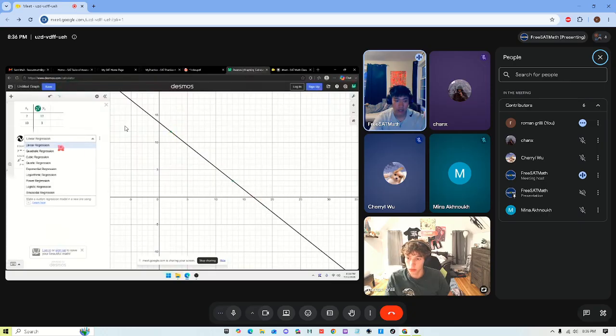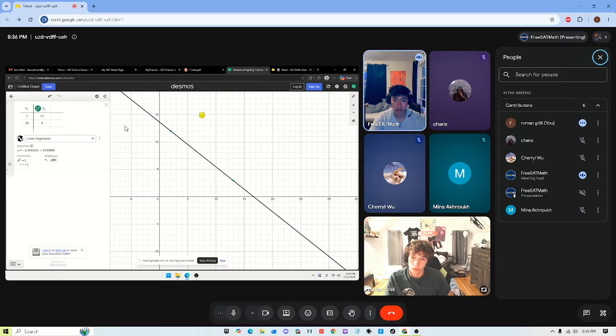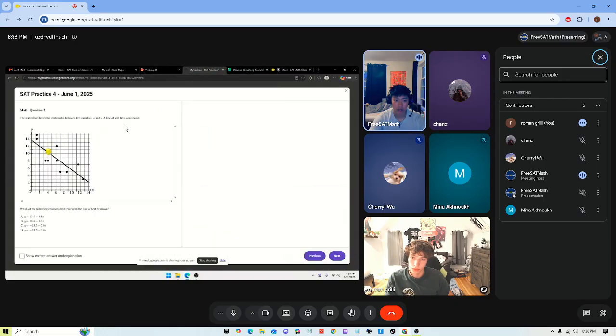But if it was a quadratic, you can switch it. Or if it was a different type of equation, you can just switch it, and then it'll give you a parabola or something. Yeah. But since this one is a line, we can just click linear, and then we'll just find the one that is most similar to the line of best fit.